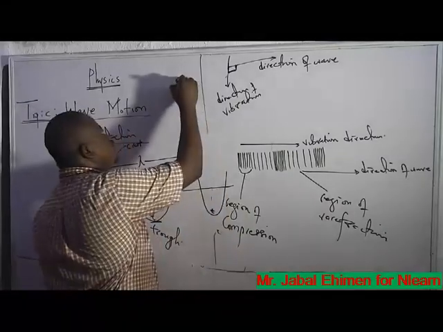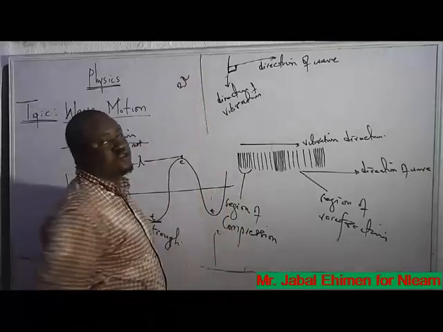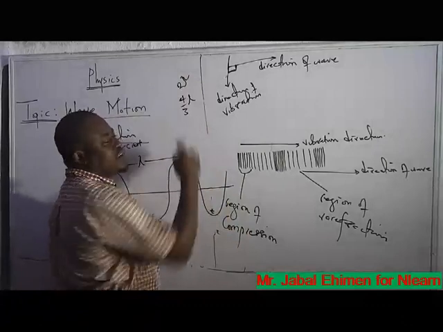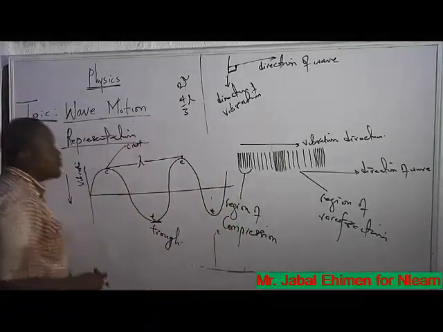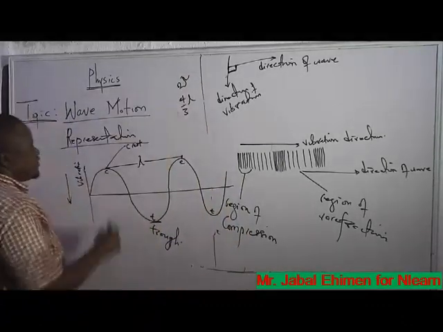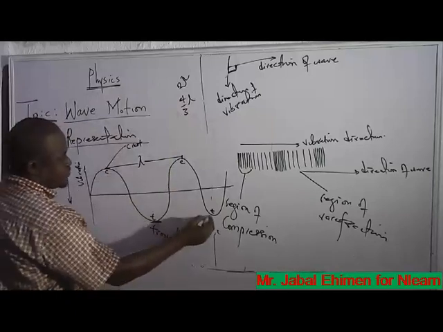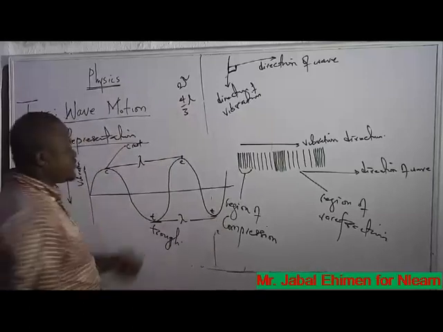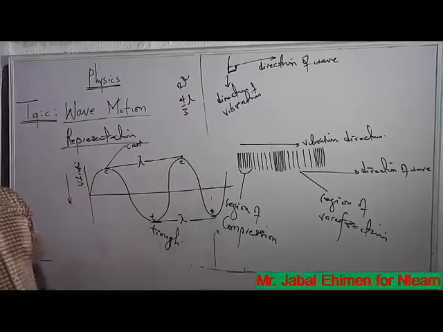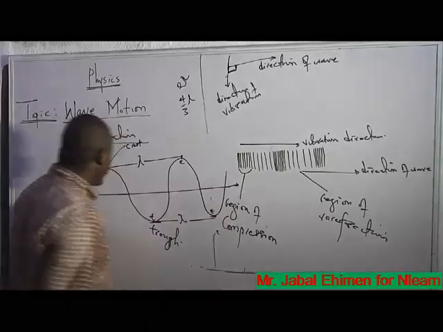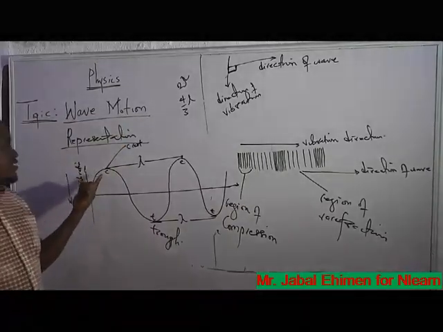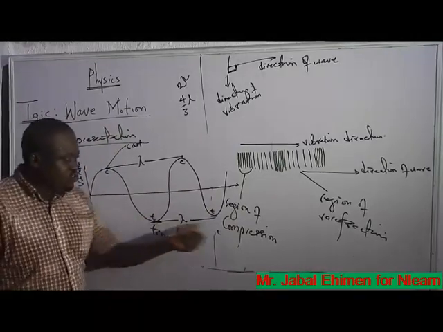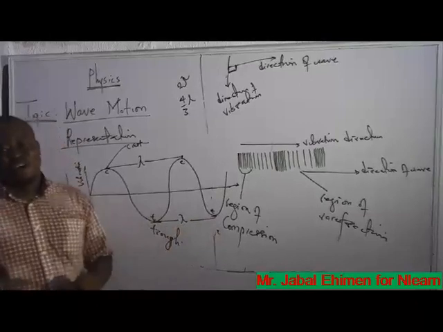So if I write 2 wavelengths, it's 2 lambda. If I write 4/3, this is 4/3 lambda. A lambda is a wavelength. From this point to this point is a lambda, and from here to here is also a lambda, called the wavelength of a wave. The distance between 2 successive crests is a wavelength. The distance between 2 successive troughs is also a wavelength.